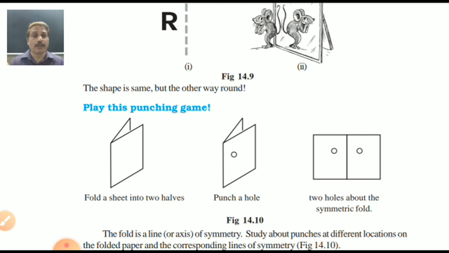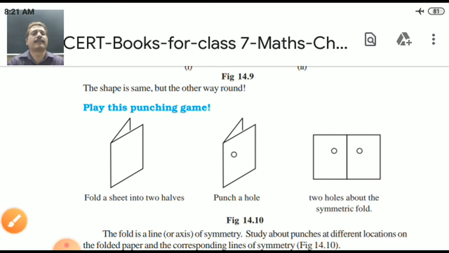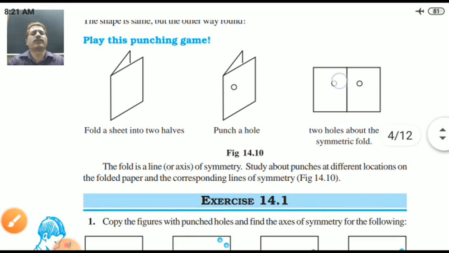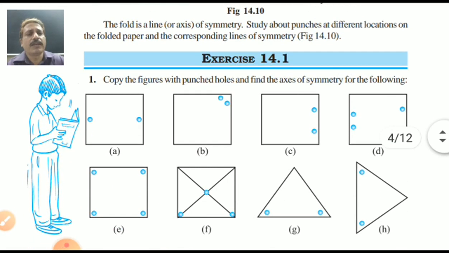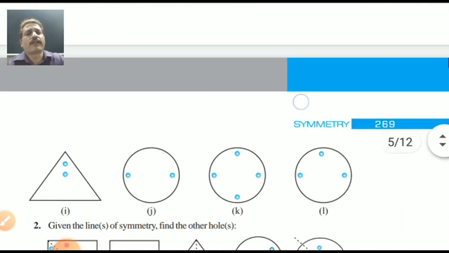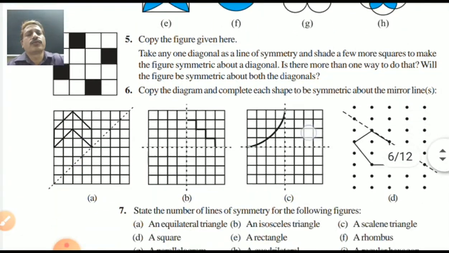And when you open it, you see the magic. See how this one is there. Exactly the line is here. The dots are at exactly the same distance. Is it? Yes. So punch a hole means make the hole. Exercise 4.1. Very easy questions. You can make the answers yourself. We will discuss in the next session. This is the introduction. Yes, very good students.